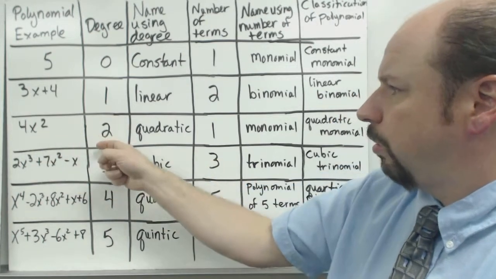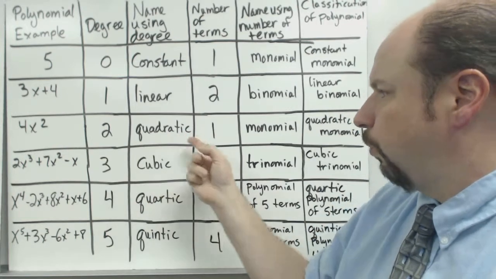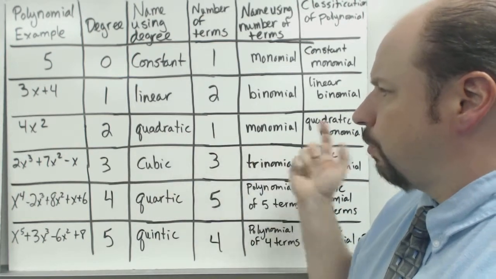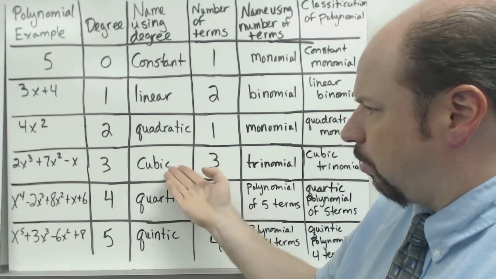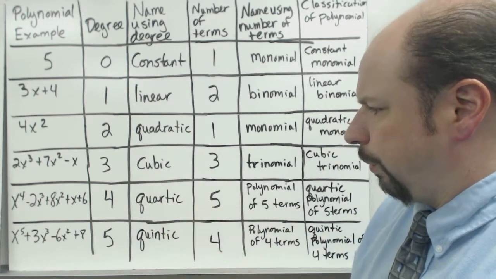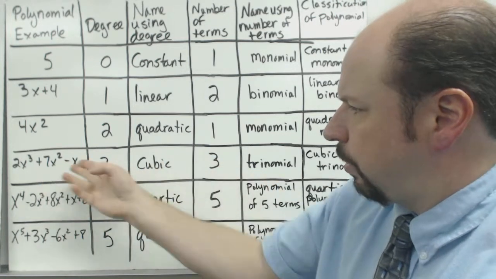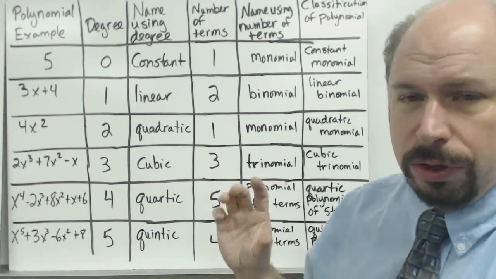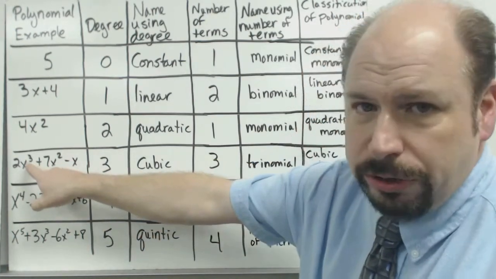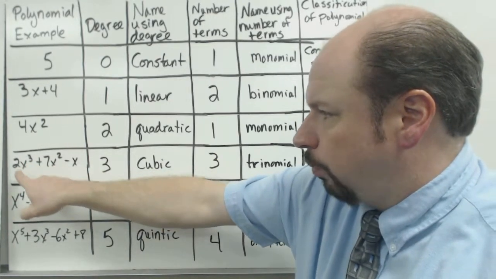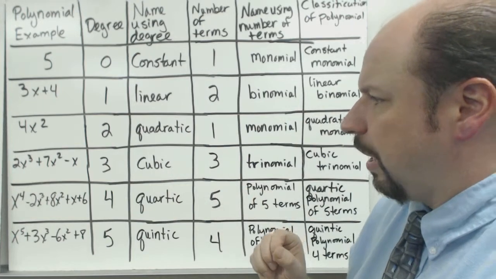Here, 4x squared, the degree is 2. So we've also worked with quadratic functions before. There is only one term, so again, that's a monomial. And so here you can see as we go down, 3 would be cubic, 4 would be quartic, 5 is a quintic. And the number of terms, if there are 3 terms, it's a trinomial. Please don't think that this is a trinomial because of this. It's a trinomial because there are 3 terms. And some students get confused with that.